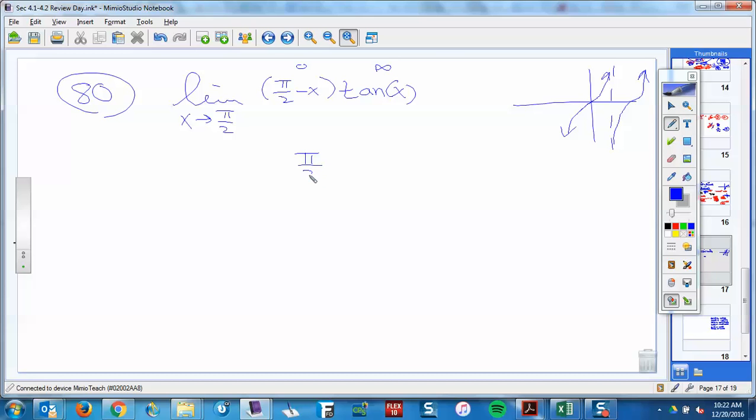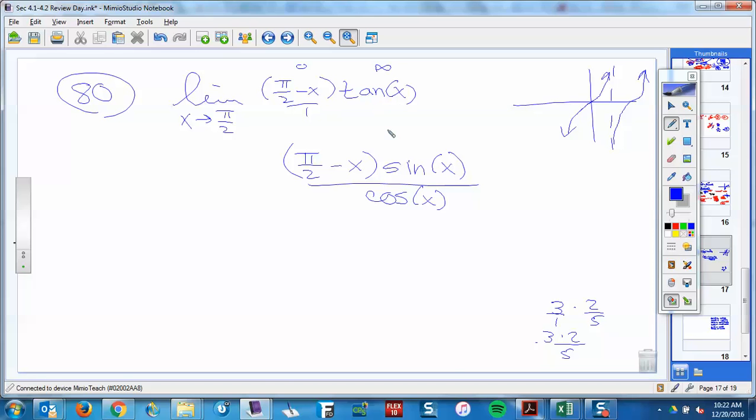So I would change this into pi halves minus x times sine, all over cosine. And remember, the reason I can do all over cosine is if I have 3 times 2/5, that's the same as 3 times 2 over 5, the whole thing over 5, because this is basically 3 over 1. So it's kind of like thinking this is over 1 and think of that as sine over cosine. So I can turn it into this. Now when I put a pi halves in, I get 0, sine of pi halves is 1, so that's 0. And cosine of pi halves is also 0. So changing that tangent into sine over cosine is nice.